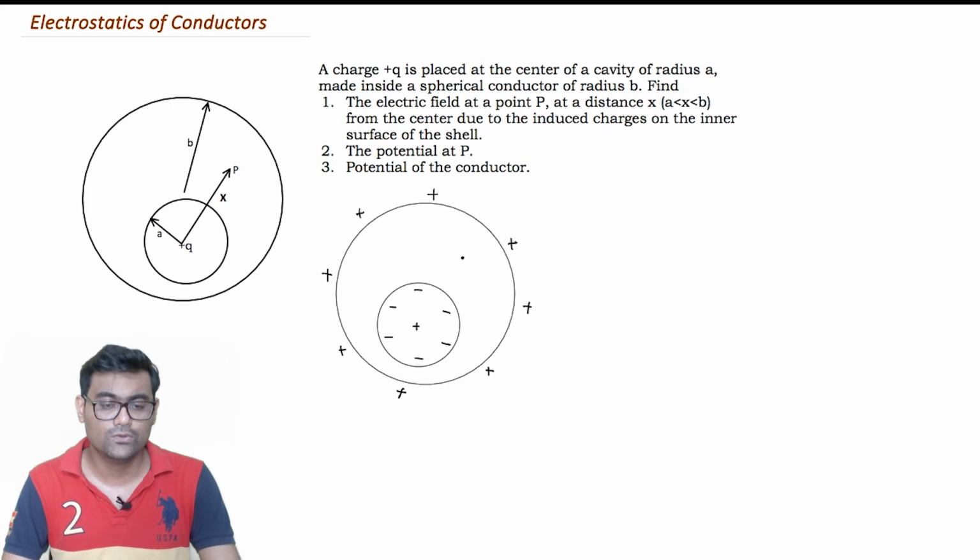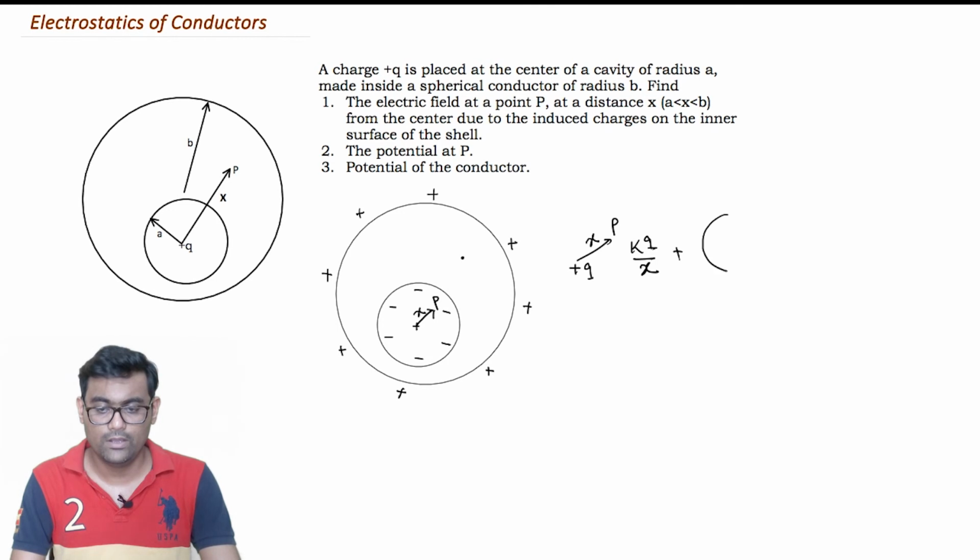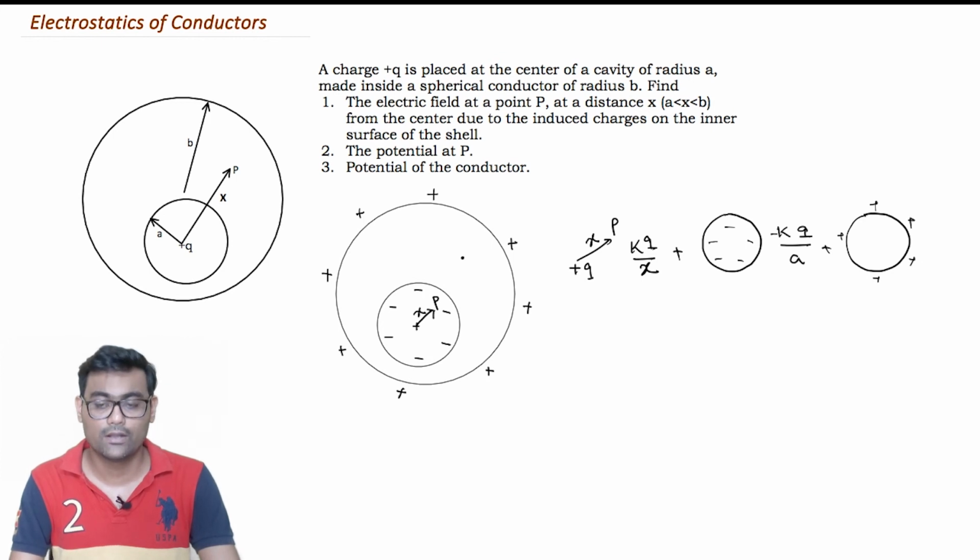Now in the same question, if I ask you to find the potential of point P where the distance x is less than a, that means if I take this point P here and this is x, then what will be the potential at point P? Now we can do it by the superposition principle. For the plus Q charge, the potential at this point P, which is at a distance x from plus Q, is simply kq by x, and for the uniformly distributed spherical shell of the cavity surface, the potential at any point inside is minus of kq by a, and for the uniformly distributed spherical shell which represents the outer surface of the conductor, at any point inside the potential is simply plus kq by b. So the net potential at any point of the cavity which is at a distance x from the center is kq into 1 by x minus 1 by a plus 1 by b. So that should be the answer.